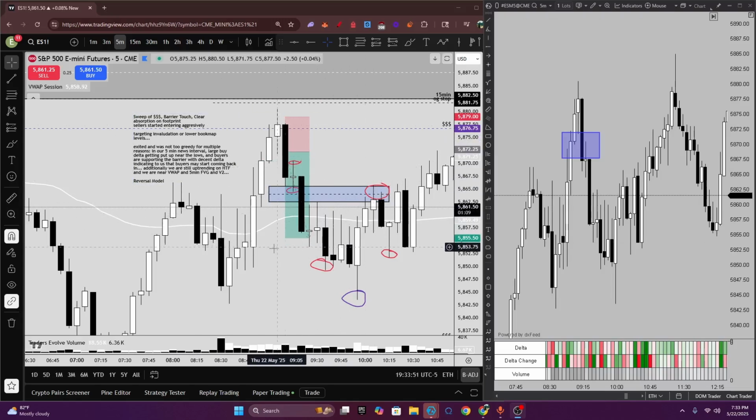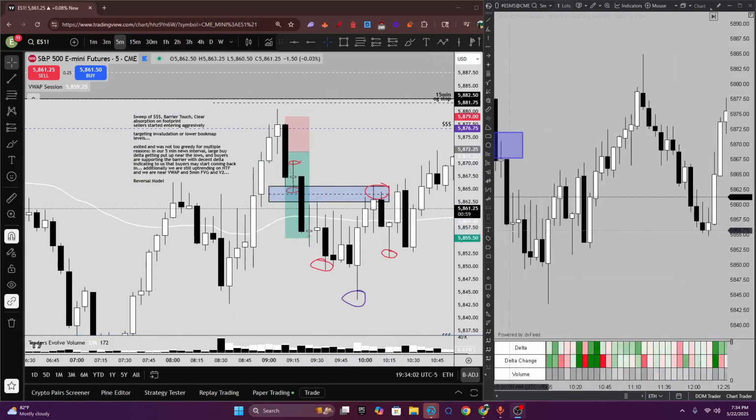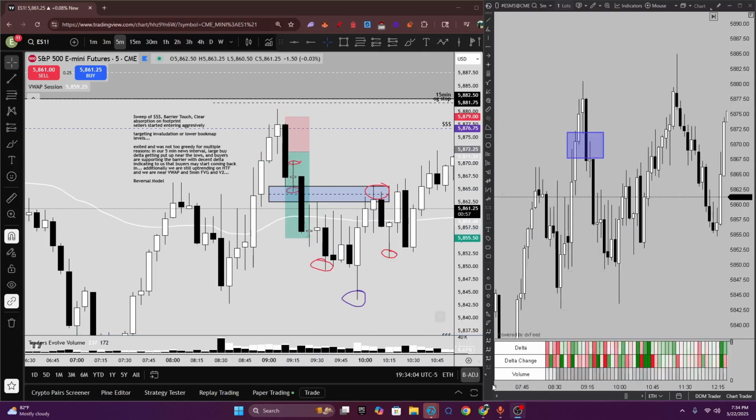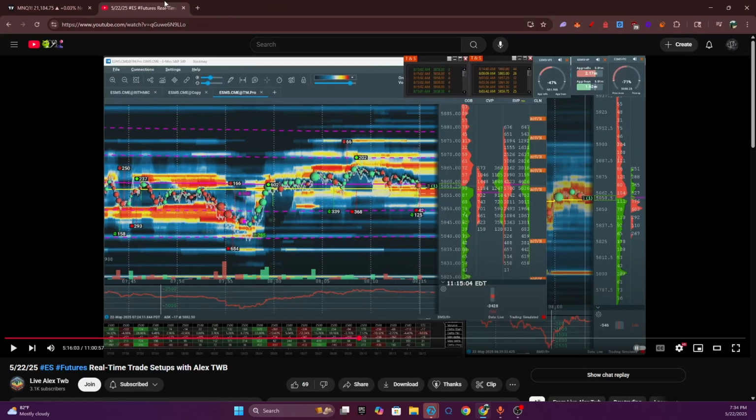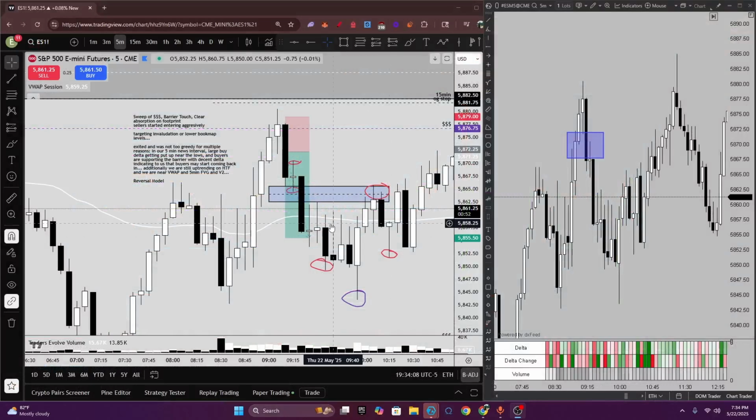Today is May the 22nd. We took one pretty good trade and we marked out several areas that we were going to analyze with the footprint and also Bookmap as well. So let's dive straight into this and let's do this.